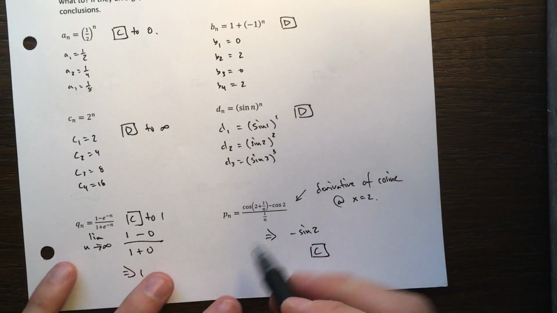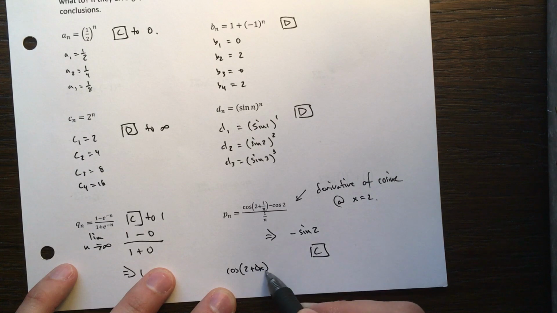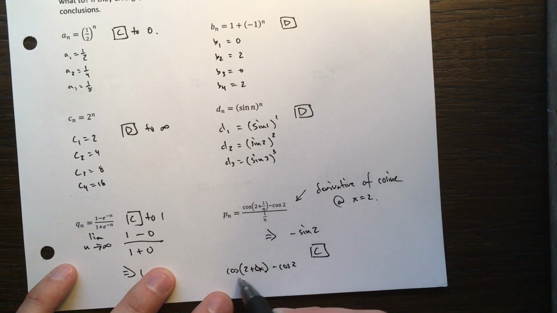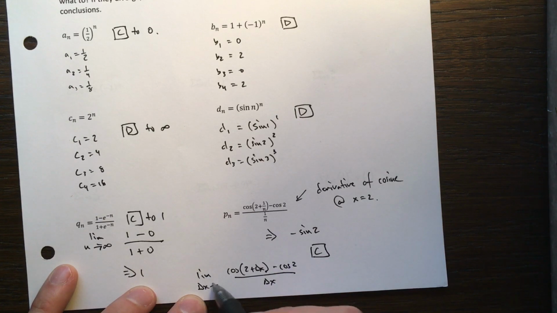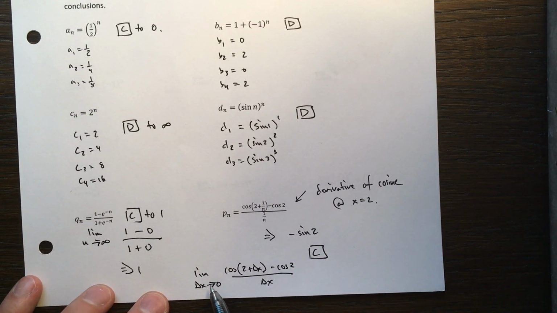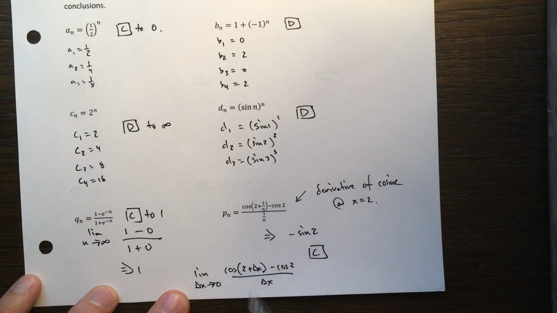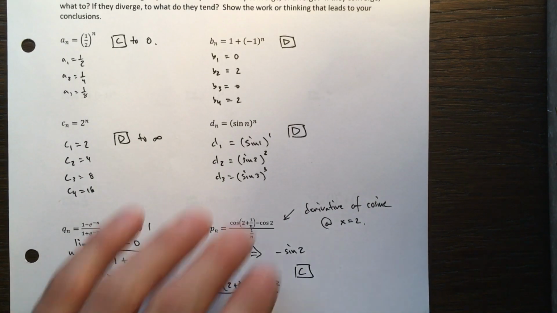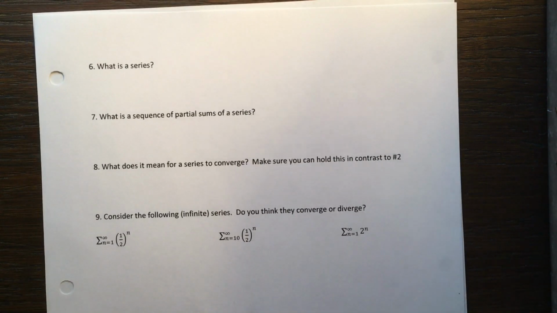Of course, written another way, it could be cosine of 2 plus delta x minus cosine of 2 all divided by delta x, the limit as delta x heads towards 0, because delta x heading towards 0 is the same thing as 1 over n, where n approaches infinity. So it's kind of interesting. So that's just a little intuition. We didn't go super into detail about that, but we did think about it.